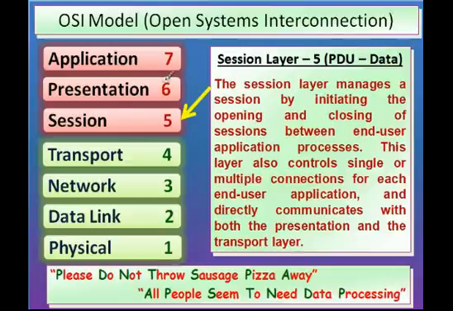The next layer in the OSI model is the session layer, layer 5, and its PDU is also data. The session layer manages a session by initiating the opening and closing of sessions between end user application processes. This layer also controls single or multiple connections for each end user application and directly communicates with both the presentation and the transport layer.